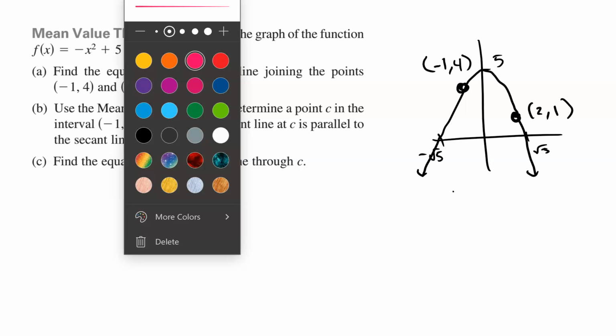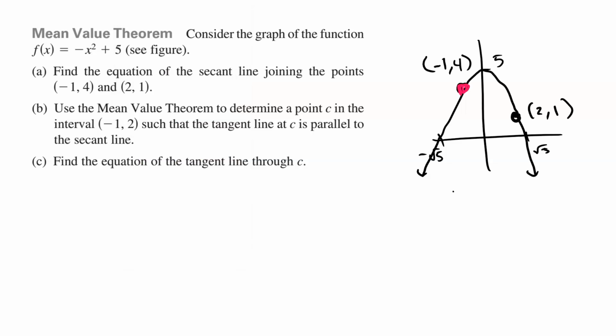So we're looking at this piece of the graph. All right, so we have to find the equation of our secant line. So for this, we're looking for our slope, which is going to be our average rate of change on the interval, -1 to 2.